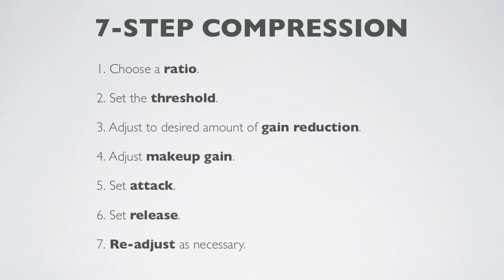And that's going to be a guessing game at first. You're not going to know. But over time, you're going to know what 3 dB of dynamic range or gain reduction sounds like versus 12 dB. So then adjust the makeup gain to get it sounding roughly the same volume again. Then set your attack and release to dial in the sound of that compressor, and then go back and readjust all the settings until you have it exactly how you want it.